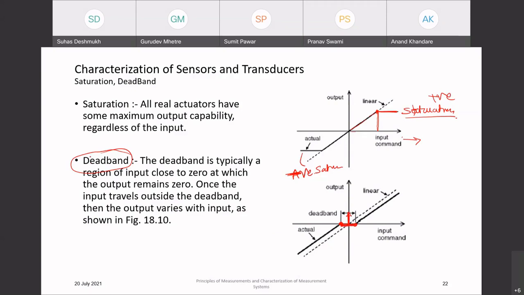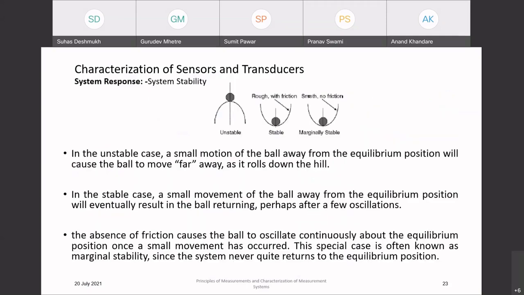That is what it is. It is not showing any change into this, and that's the reason. This is also very important because this creates a non-linearity whenever we are using a sensor or actuator. So these characteristics will be the same for actuators also. It is not only for sensors and transducers.